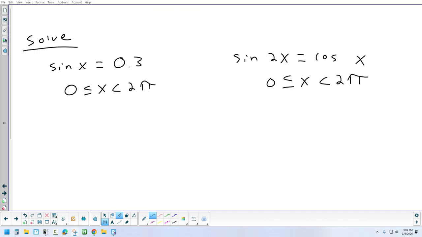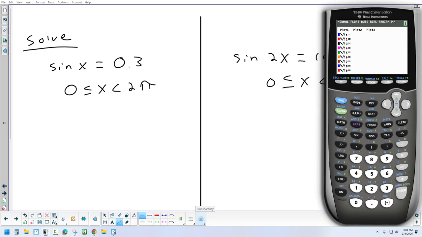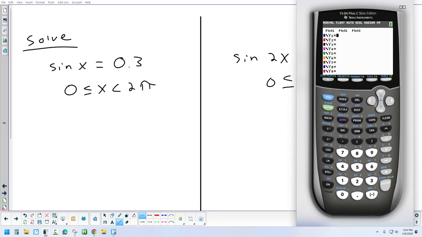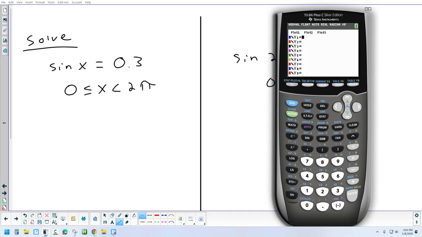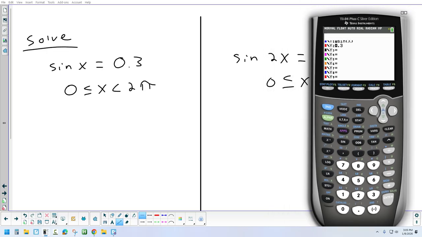Alright, so next two questions we'll look at. These are both solving trig equations graphically. And let's start with the one on the left. Okay, if I want to solve that, what would I put in y1? Sine x. Yep, so sine x. And y2? 0.3. And now we have to set our window.